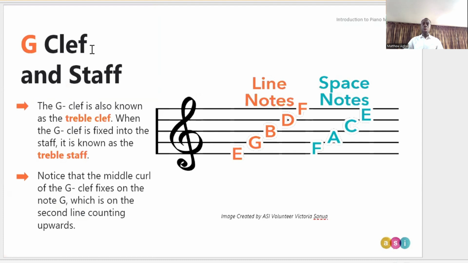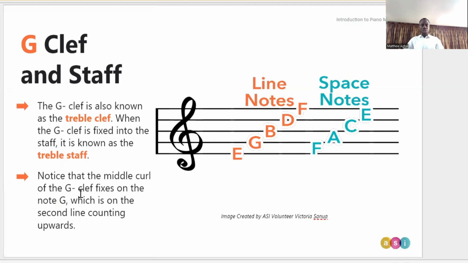Moving to the next slide, we look at the G clef and staff. Take note, the G clef is otherwise known as the treble clef, so we can be using them interchangeably anytime in the course of our discourse. When the G clef is fixed onto the staff, it is called the treble staff. This is a typical drawing of the treble clef. And when it is placed on the staff, it is called the treble staff or the G staff.